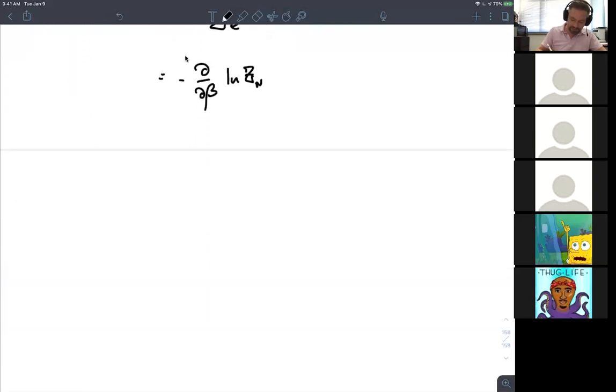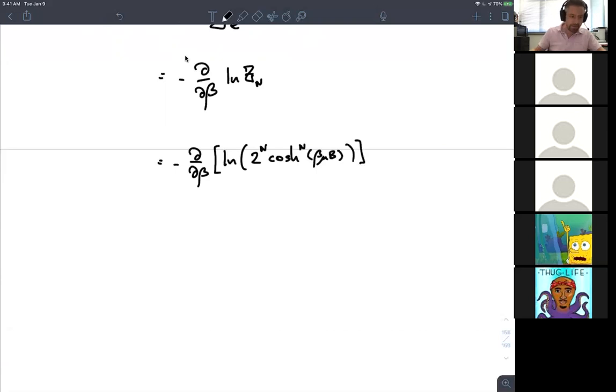And this is equal to minus d/d beta of the logarithm of our partition function, which is, okay, I'm going to write exactly what I have in my notes because it's not a good idea to get overly clever while you're doing things in the spur of the moment. So I'm just going to write 2 to the n cosh to the n beta mu B. Okay, there it is.